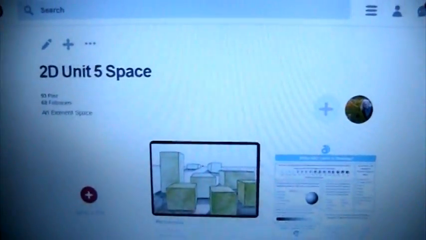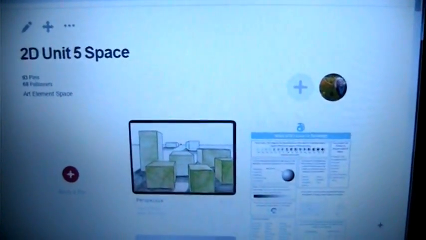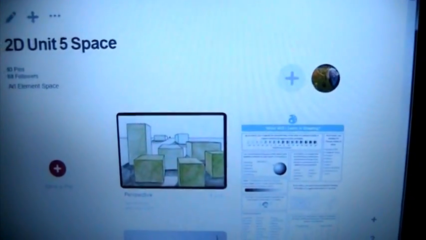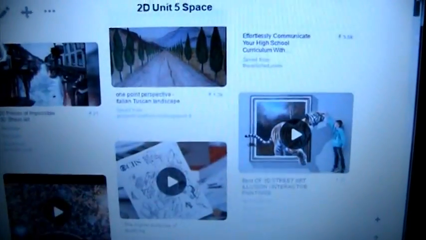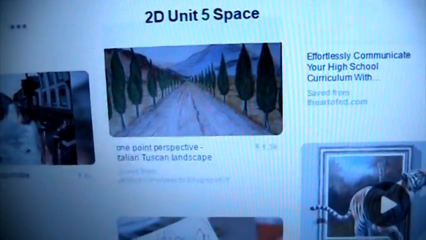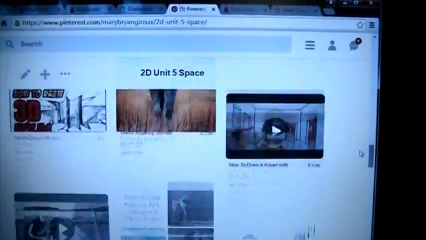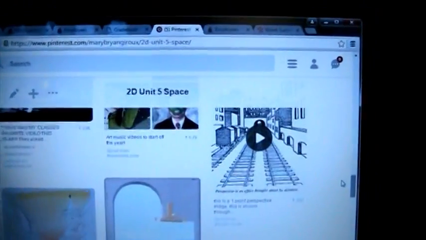All right, so this is our unit on Pinterest page. Okay, we looked at a couple of these pictures. And let's see if I can get to it. This one. Most people had drawn something similar to this in middle school. We'll go over some terminology tomorrow. There are lots of videos there.